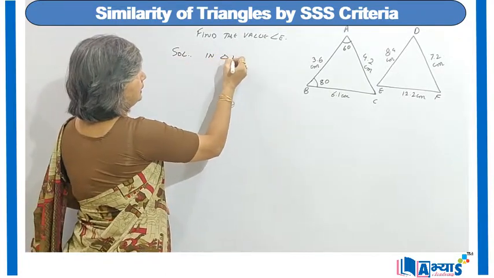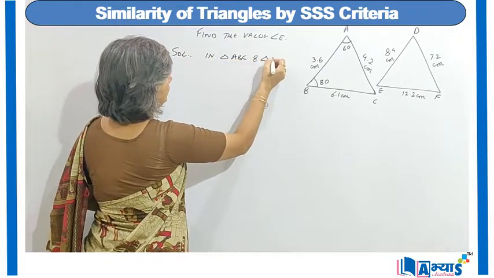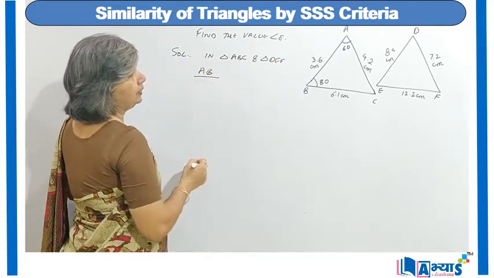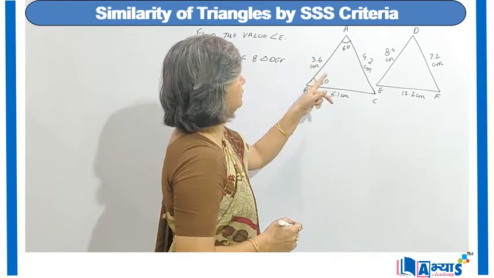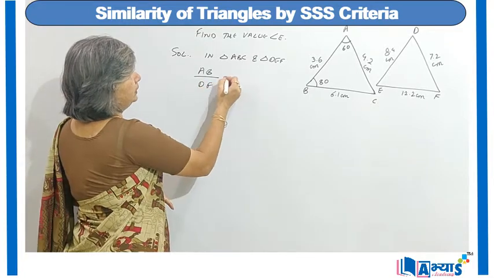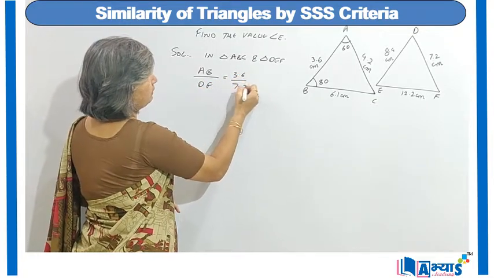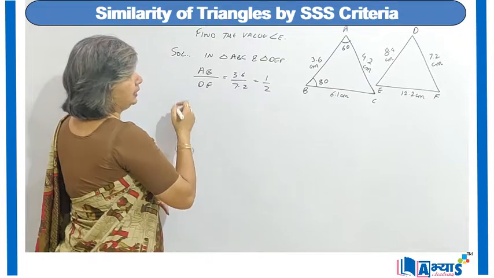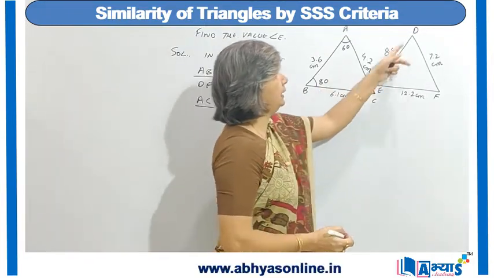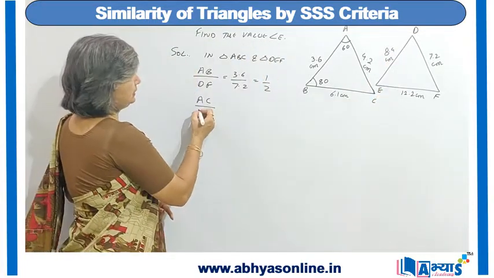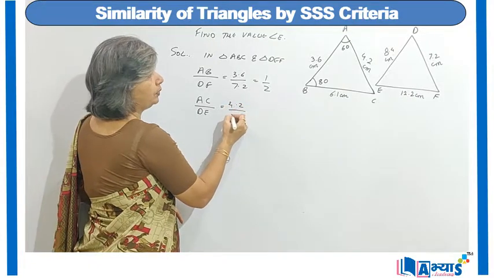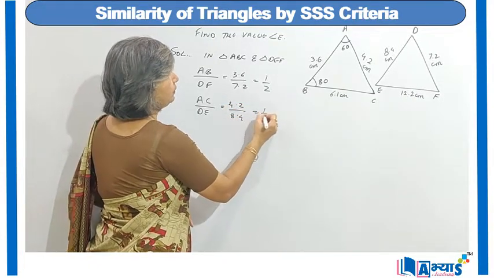in triangle ABC and triangle DEF. Now we see that AB is 3.6 and DF is 7.2. So AB upon DF is equal to 3.6 upon 7.2, that is 1 by 2. And similarly, if I take the ratio of AC, which is 4.2, and DE, which is 8.4, AC upon DE will be equal to 4.2 upon 8.4, which will be equal to 1 by 2.